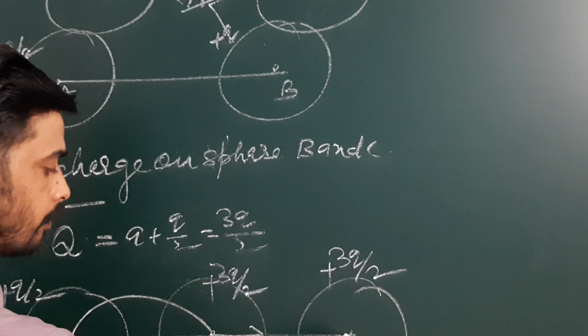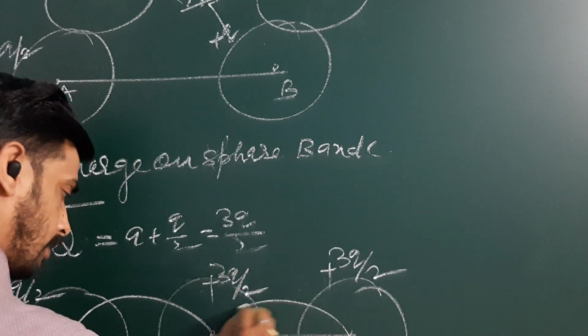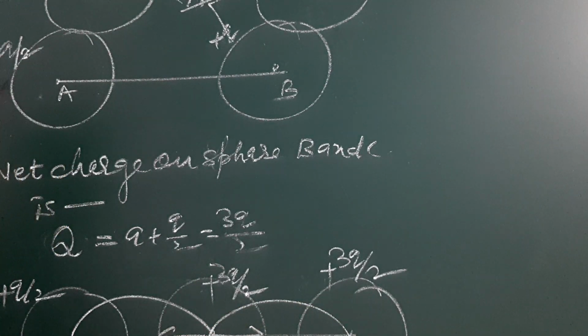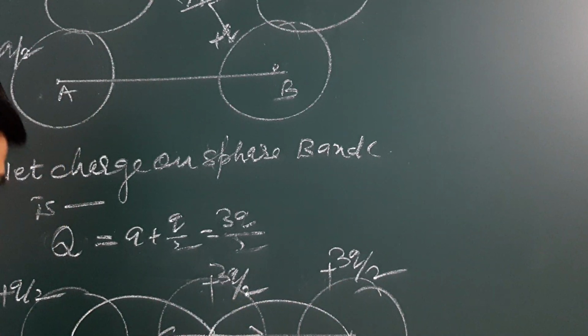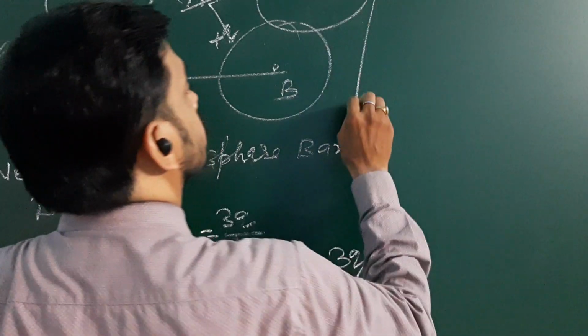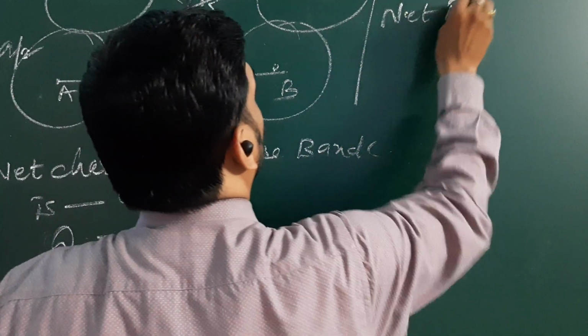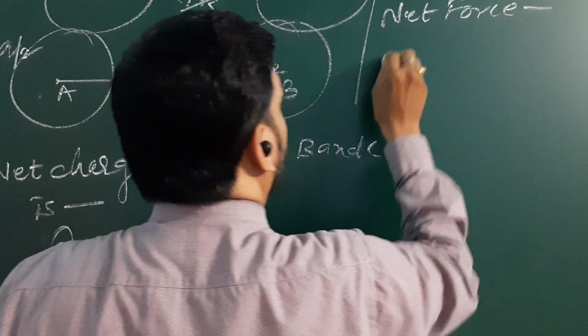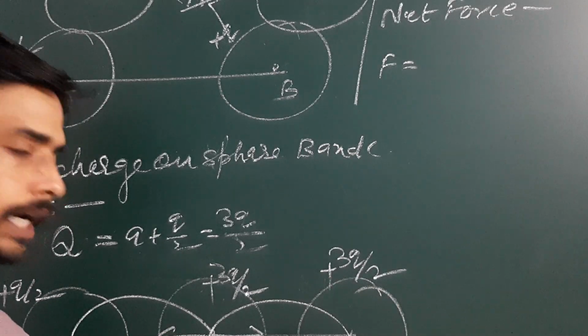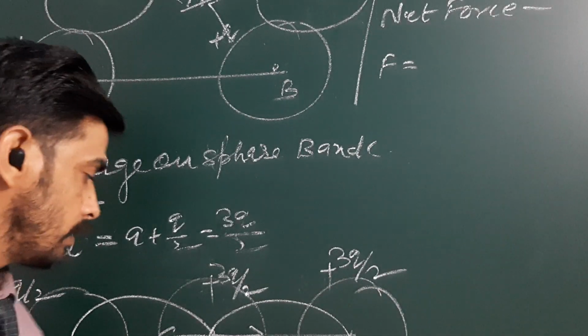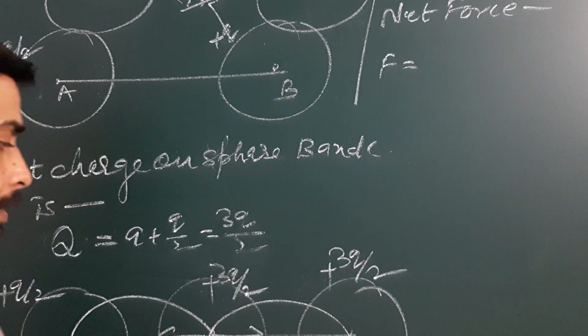And what will be the force due to the sphere B? At this point we can calculate that, FCB, force on C due to B. Force on this sphere due to this sphere. Now they both are in opposite directions, therefore net force F is equal to... the distance between A and C and B and C are the same.